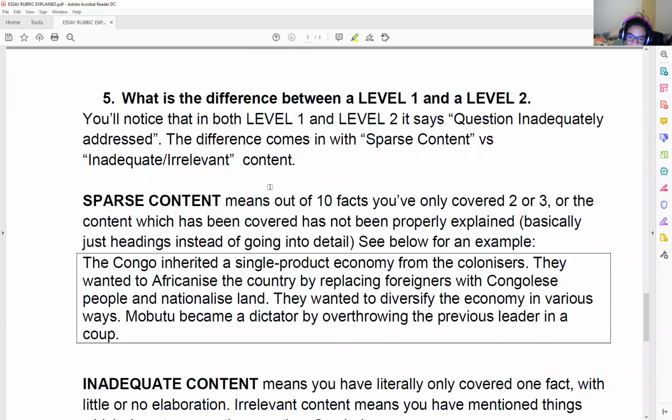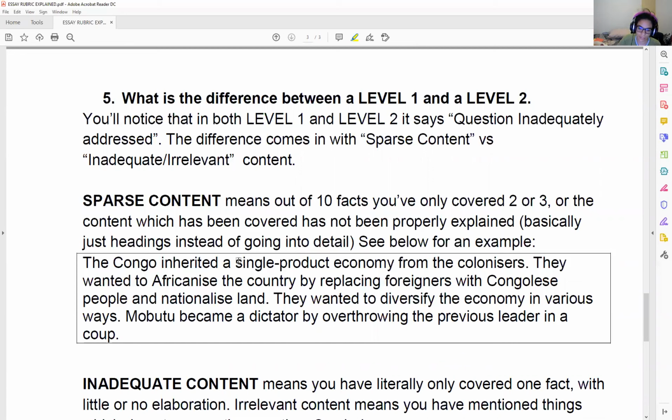So over here, I've basically just written, I had a look at an essay memo and I just copied the bullets and I pasted them here and I didn't explain anything. So I just took the bullet and wrote it like that. And therefore my paragraph would look as follows, and this would be sparse content.